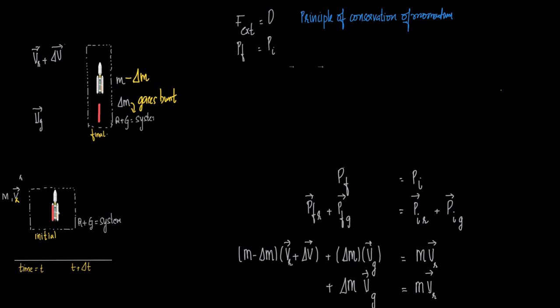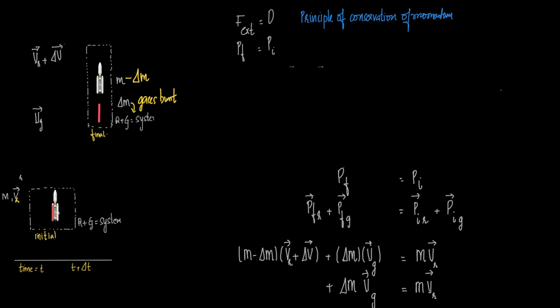Since the overall motion of this system is governed only by the internal constituents, we can say that the F external acting on this is equal to 0, and therefore by the principle of conservation of linear momentum, the final momentum is equal to the initial momentum. The final momentum will have two components, one of the rocket and the other of the gases, and so will the initial momentum: initial momentum of rocket plus initial momentum of gases. This is the initial condition.